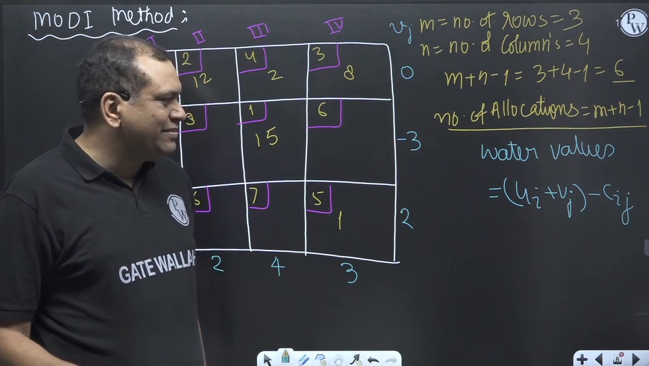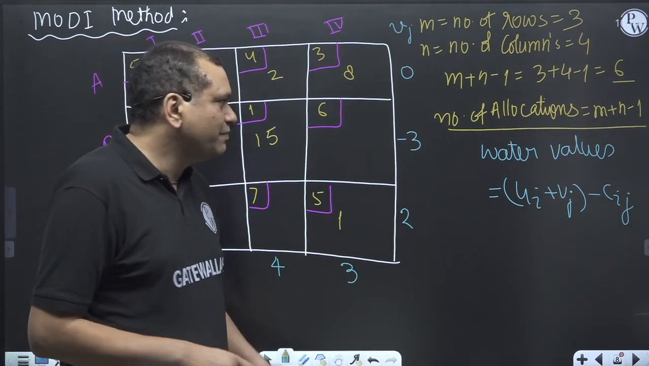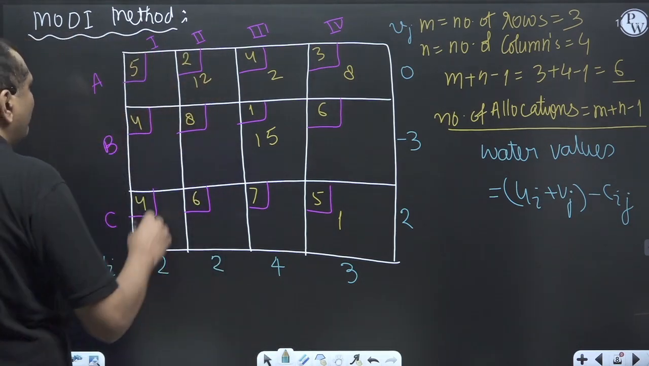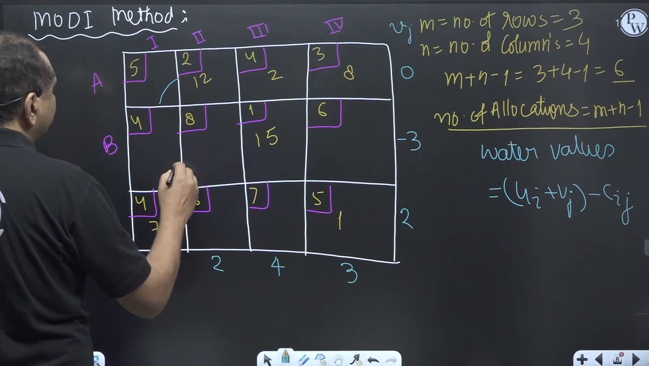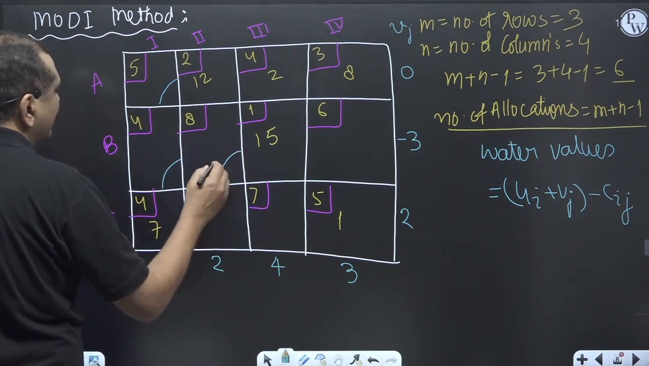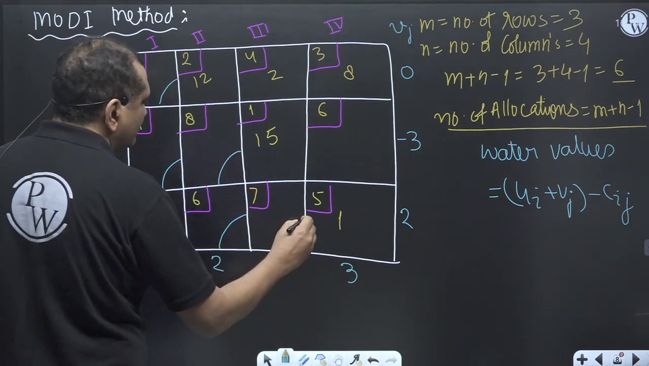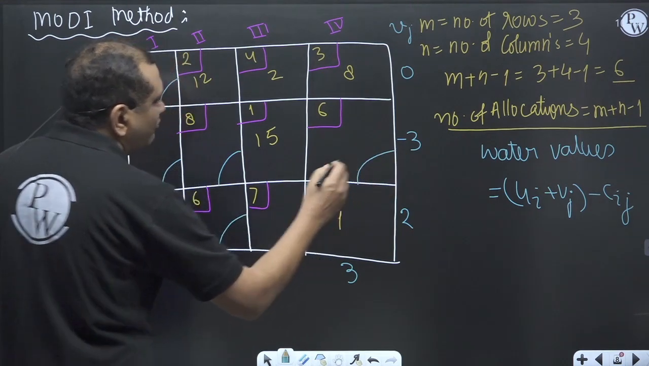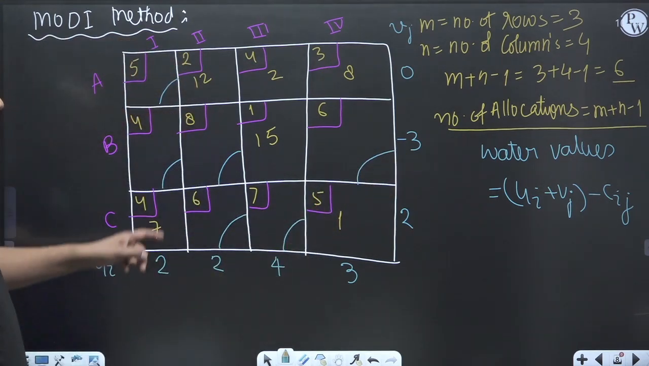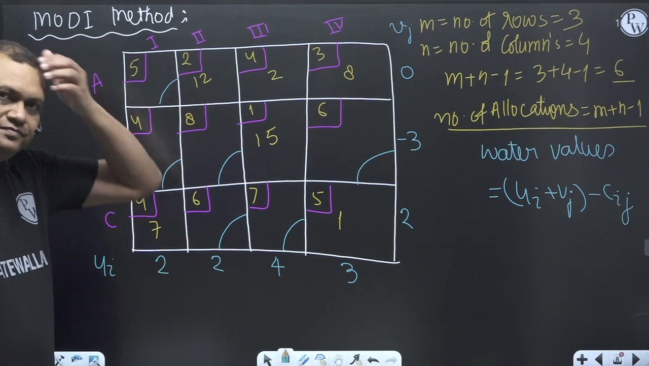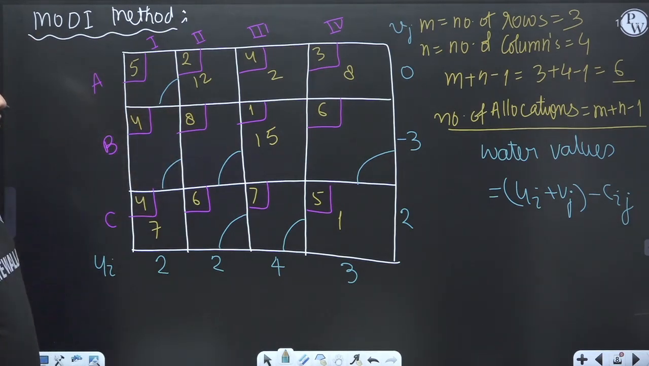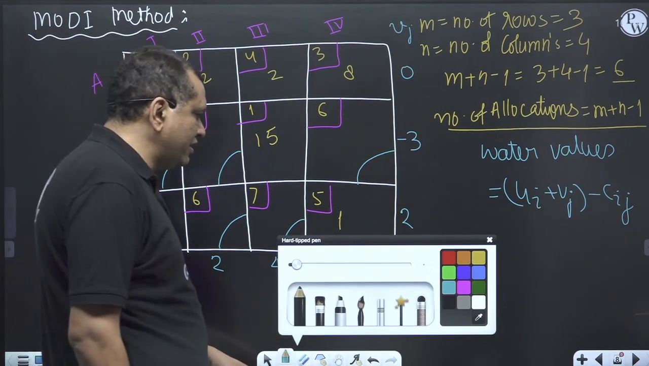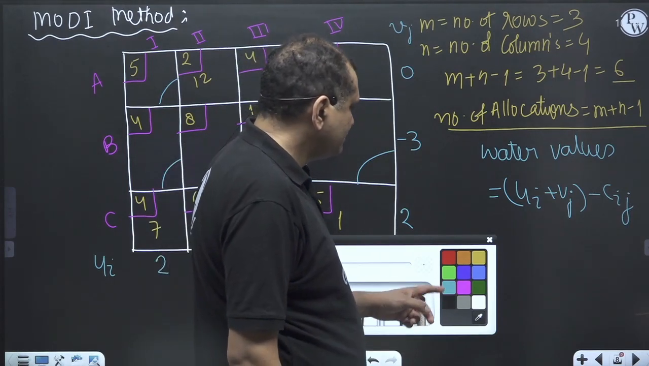So ui plus vj minus Cij is the water value. Now you calculate the water values for the non-allocating cells. You calculate the water values for the non-allocating cells and write them here in this bracket.